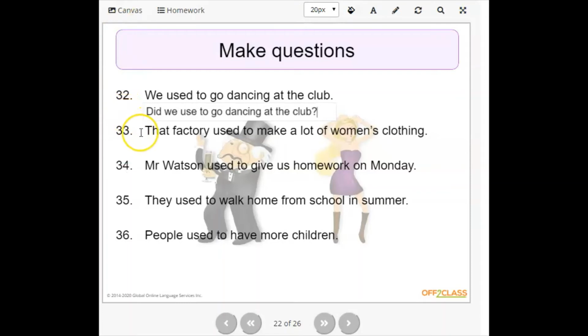Okay, so 33, that factory used to make a lot of women's clothing. Okay, so auxiliary, did, then subject, that factory, and then take off the D. Did that factory used to make a lot of women's clothing?